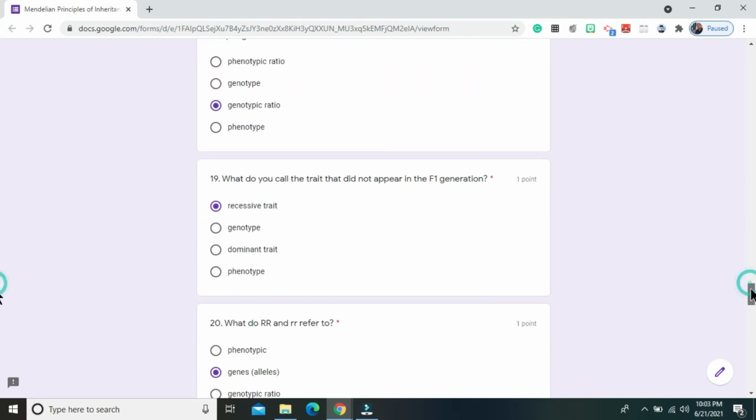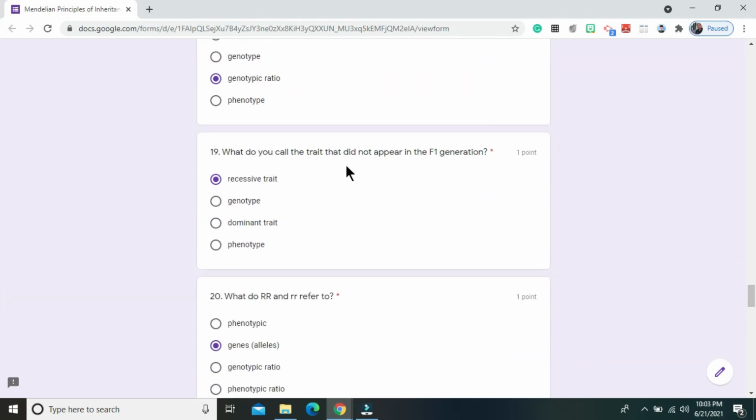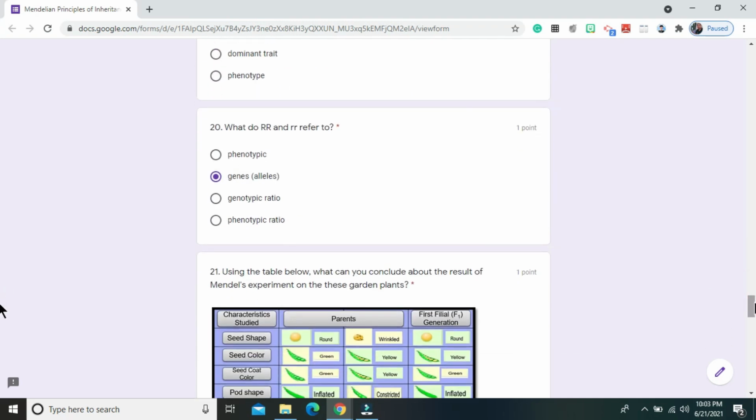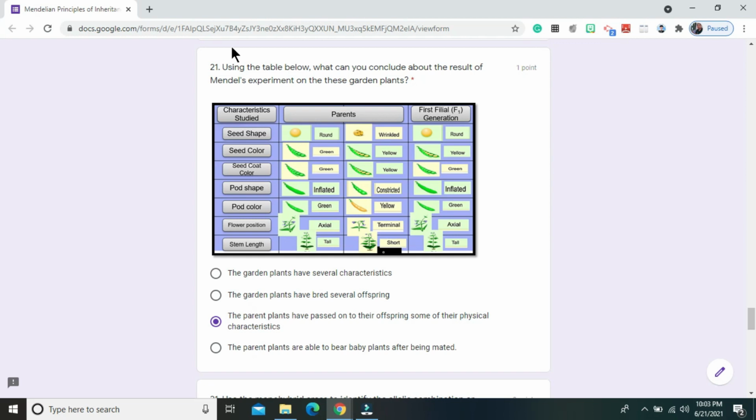Question number 19. What do you call the trait that did not appear in the F1 generation? The correct answer is recessive trait. Question number 20. What do capital RR and small rr refer to? The correct answer is genes or alleles. Question number 21. Using the table below, what can you conclude about the result of Mendel's experiment on these garden plants? The correct answer is the parent plants have passed on to their offspring some of their physical characteristics.